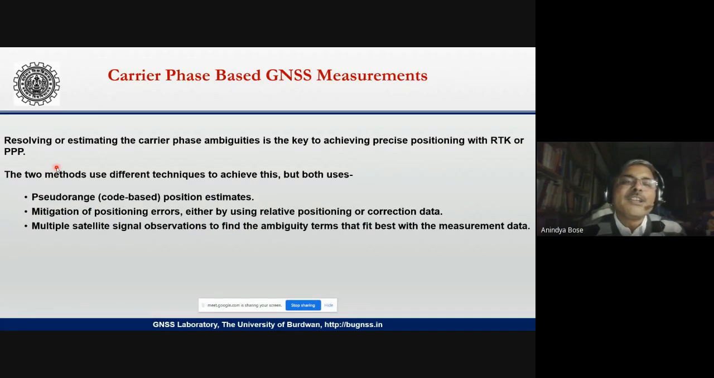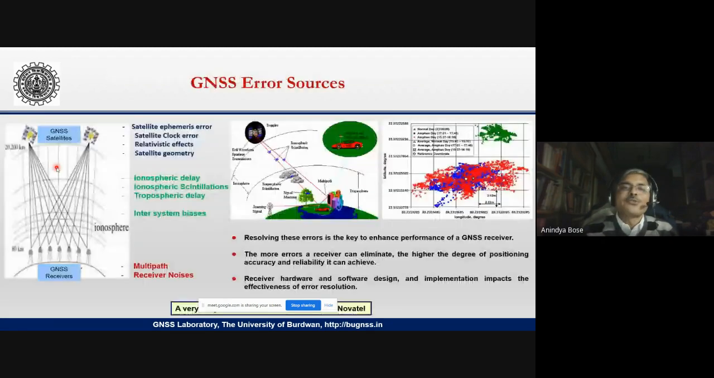So resolving or estimating the carrier phase ambiguity, already what I told, it's called carrier phase ambiguity. Whether I have measured 7 or whether I have measured 8, that is an ambiguity. So carrier phase ambiguity resolution is a key issue for carrier phase based GNSS measurement, which is of course very popular because of its inherent good quality solution. So next we will see how this is done.